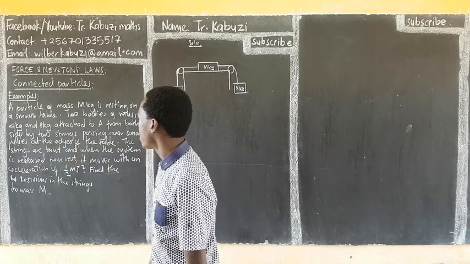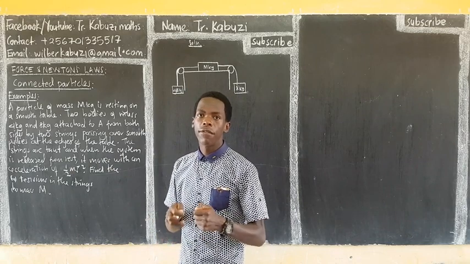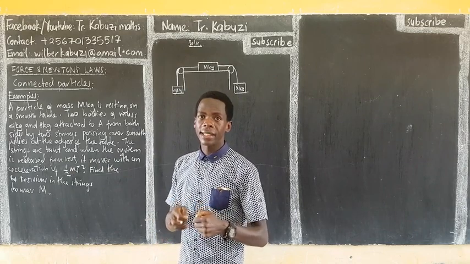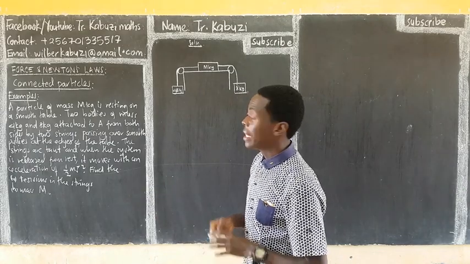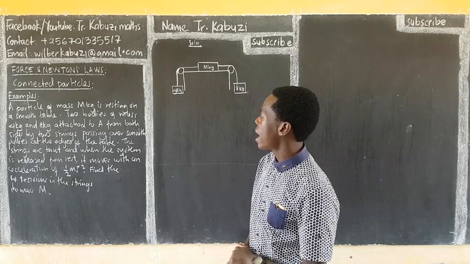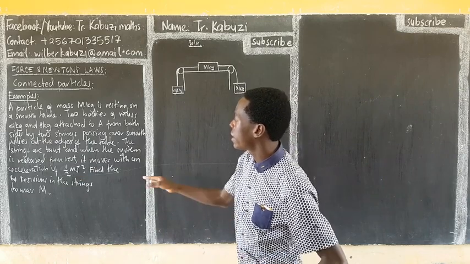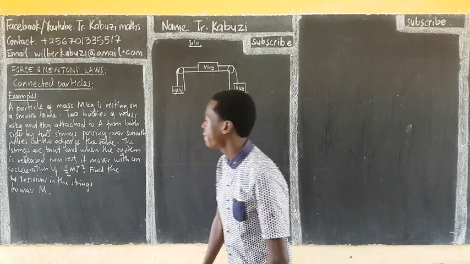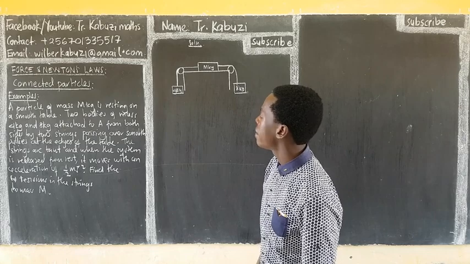The strings are taut. Taut means you cannot move; the string is inelastic, or inextensible. That's what the word taut means. The body is released from rest, and it accelerates. It moves with an acceleration of 0.5 meters per second squared. Find the tensions in the strings and then the mass m.